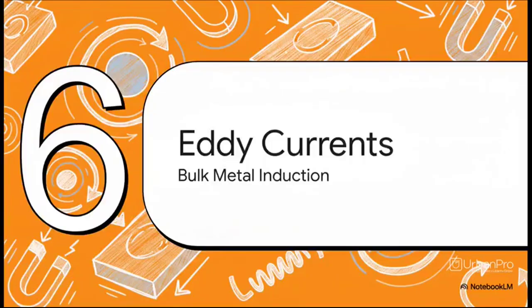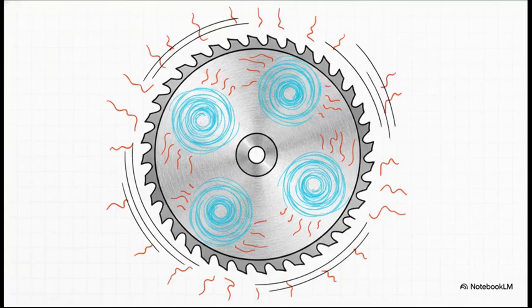And finally, Part 6. Eddy currents and beyond. Because this physical resistance doesn't just happen in thin little wires or sliding bars. It happens in big, solid blocks of metal too, creating these things called eddy currents. Discovered by Leon Foucault, these are literally swirling pools of electrical current induced inside a solid chunk of metal when it's exposed to a changing magnetic field.